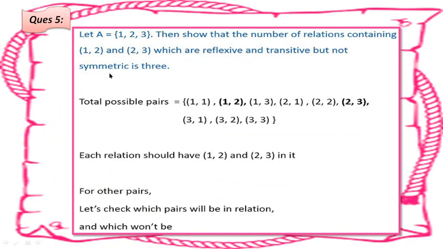Same way, we have taken one more example. Here set A is given and now we have to find the number of relations containing (1, 2) and (2, 3) which are reflexive, transitive but not symmetric, which is 3. There are 3 relations possible which will be reflexive and transitive but not symmetric. So first of all, we have calculated the total pairs. Each relation should have (1, 2) and (2, 3).